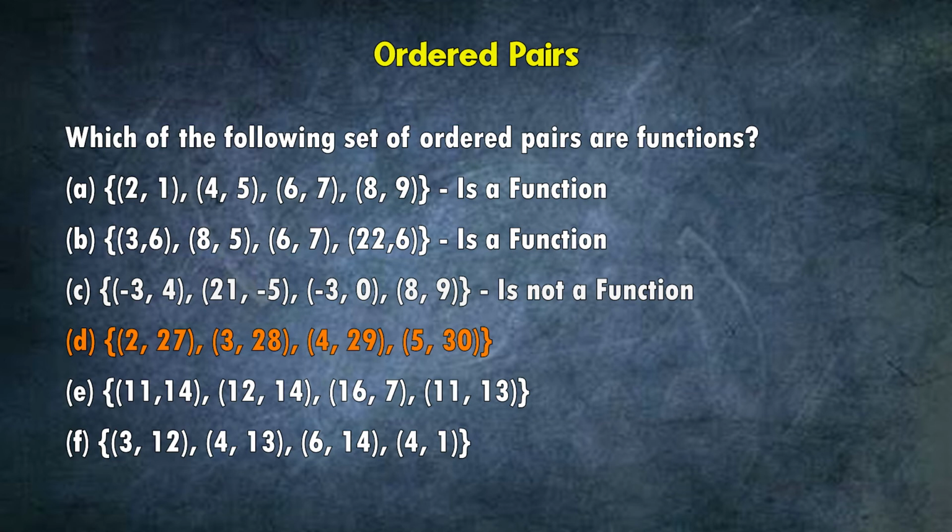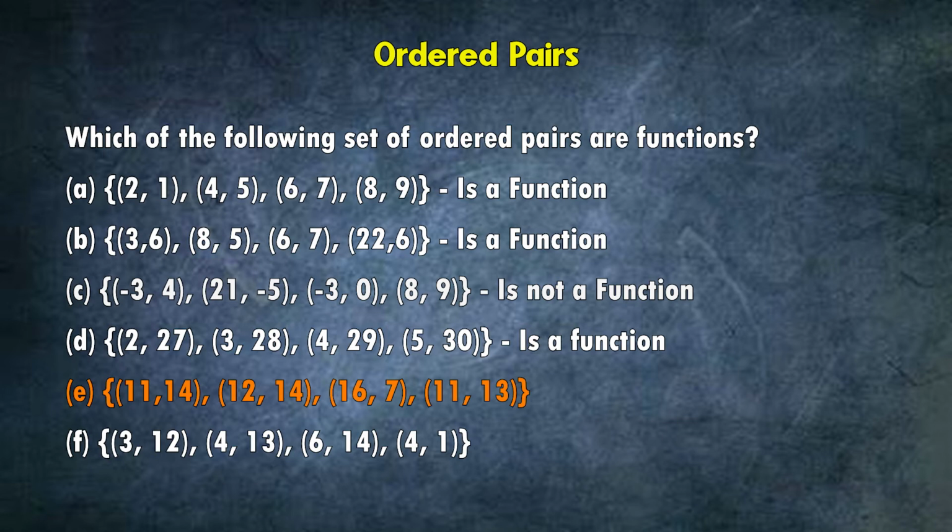D, we have (2, 27), (3, 28), (4, 29), and (5, 30). Looking at the x values, none of them repeats themselves, so this is a function. E, (11, 14), (12, 14), (16, 7), and (11, 13). 11 repeats itself. We see that 11 is the x value for 2 of the ordered pairs. Because 11 repeats itself, it is not a function.